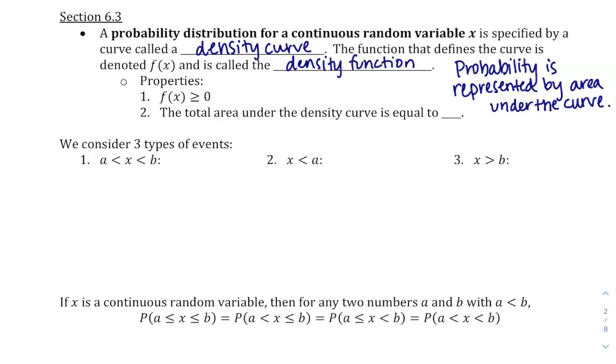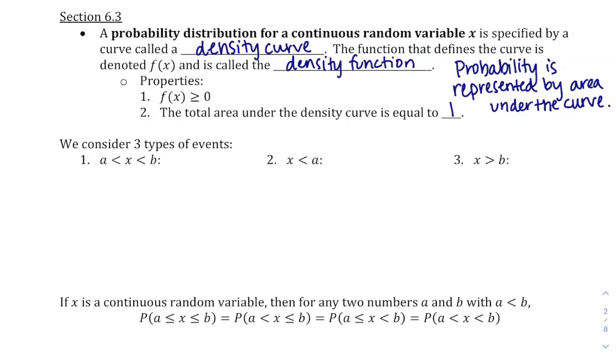But a few properties with density functions are that the values for the function have to be greater than or equal to 0, has to be at least 0, and the total area under the density curve is going to be equal to 1. No matter what the shape is, the total area will be equal to 1.